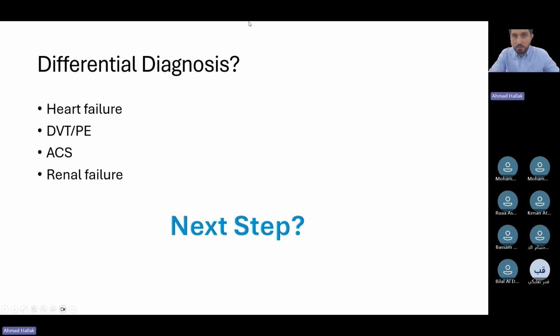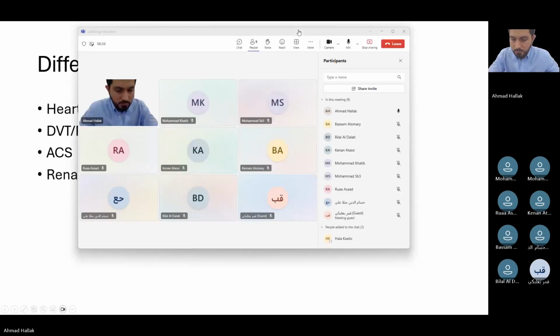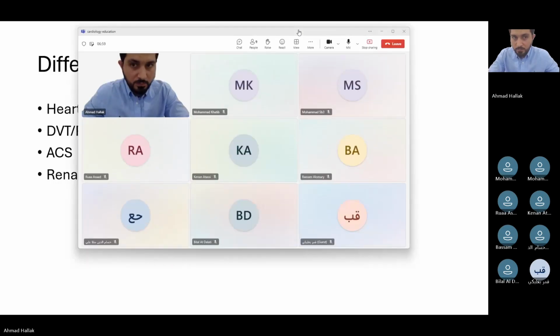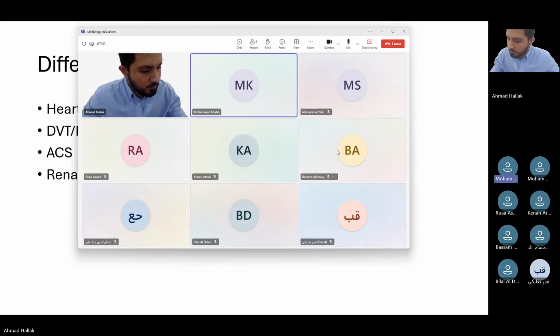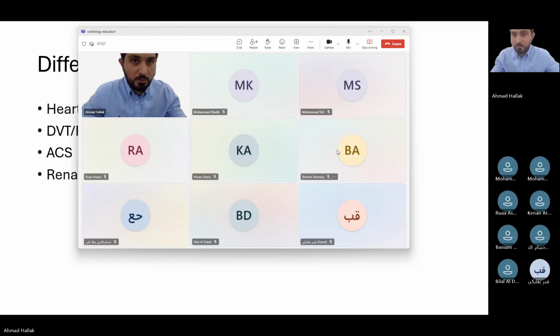هلا عفوا، بس اتأكد نحن جاهزين نبلش ولا منتظرين حدا؟ نحن معك دكتور. تمام.